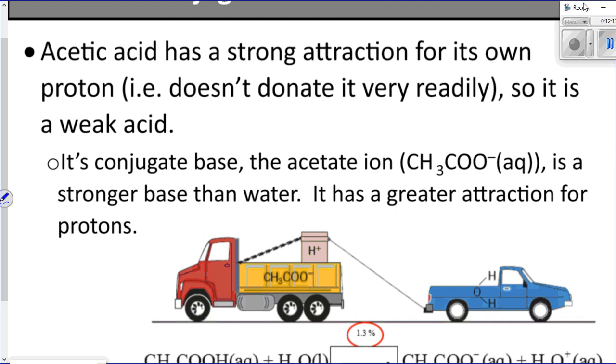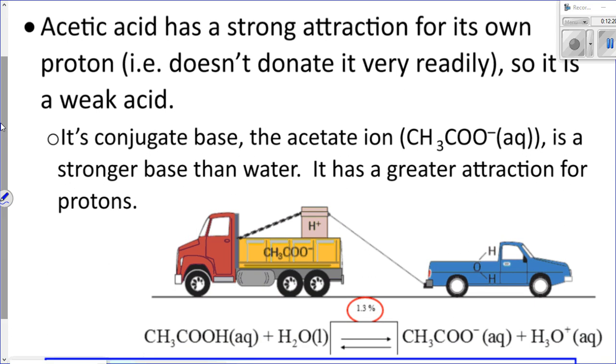It says it has a strong attraction for its own proton. So if I look at what acetic acid is, CH3COOH, down below, here's my formula for it. We know acetic acid regularly as vinegar, and we use vinegar in cooking for a less harsh cleaning product. So I think you would be able to understand from a realistic standpoint that vinegar is a weak acid. If it was a strong acid like hydrochloric acid or nitric acid, it would burn through more substances and we wouldn't be able to keep it in our kitchens.